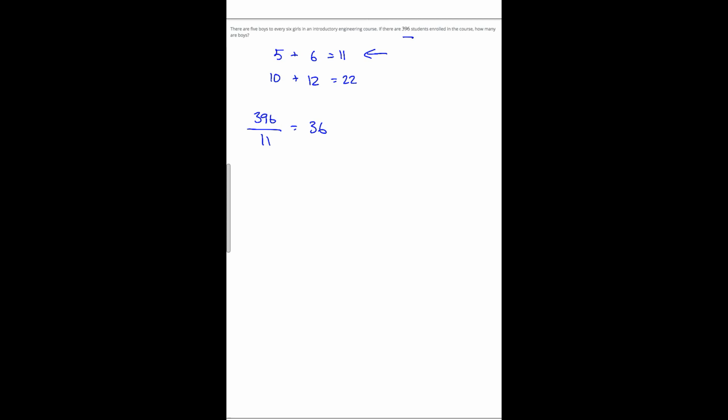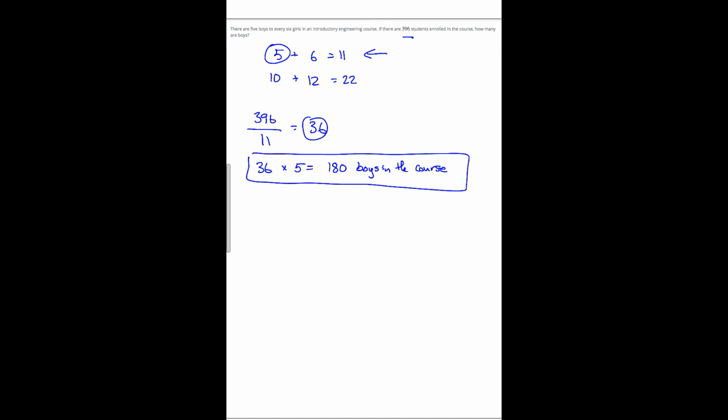Now, what this says is that if we take the 36 and multiply it by the 5, we get the number of boys in the class. So 36 times 5 gives us 180 boys in the course. Right off the bat, there is our answer. But let's double check it just to make sure, because we always want to make sure our answer actually makes sense.